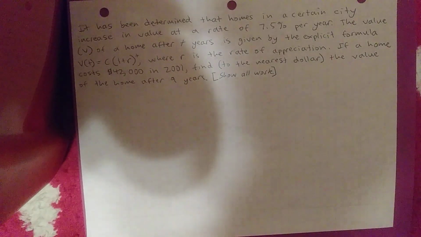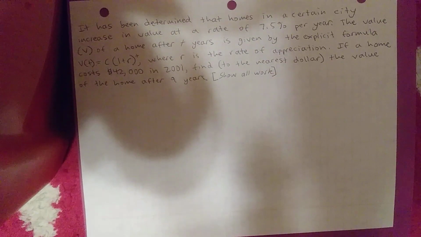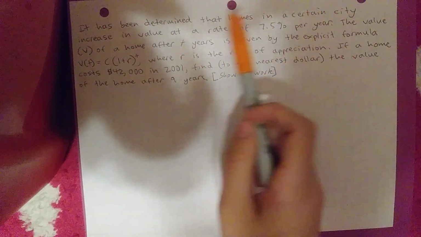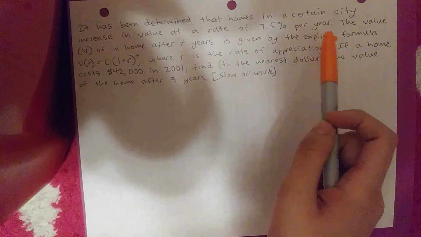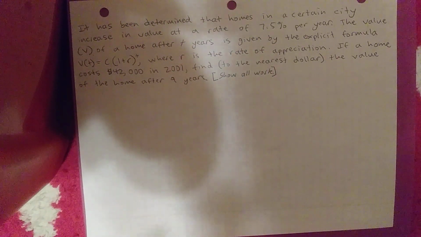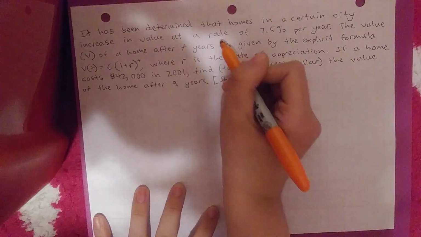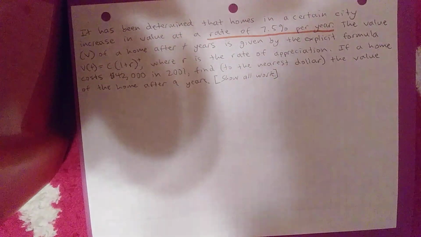Okay, so I wrote out the whole problem, so we're going to annotate it and solve it. So it says, it has been determined that homes in a certain city increase in value at a rate of 7.5% per year. So when you read word problems, you have to annotate the really important stuff that is going to be helpful when you're solving the problem. So this is really important right here, rate of 7.5% per year.